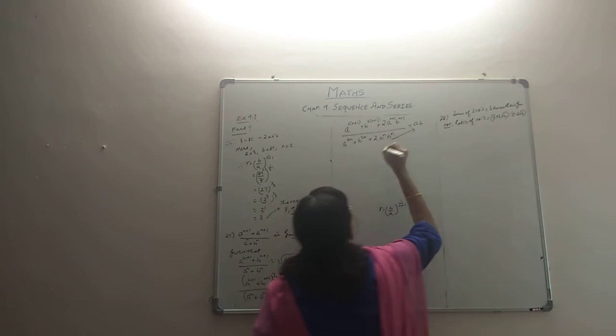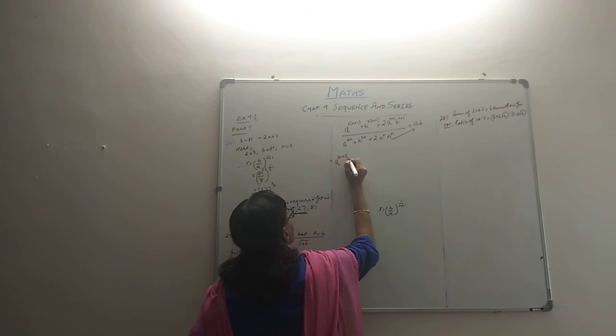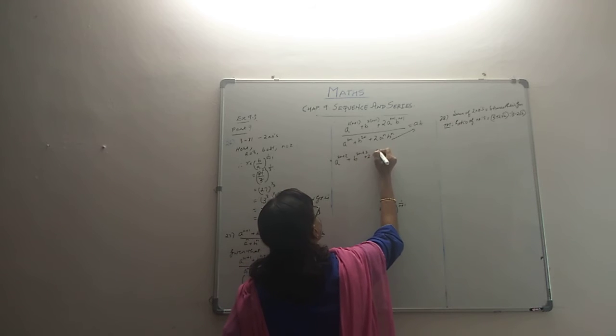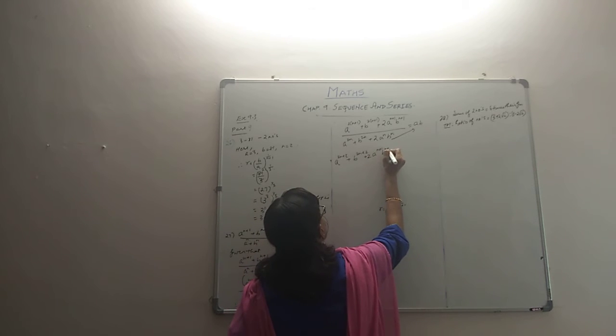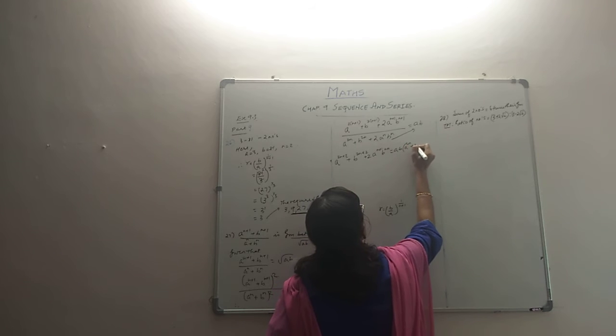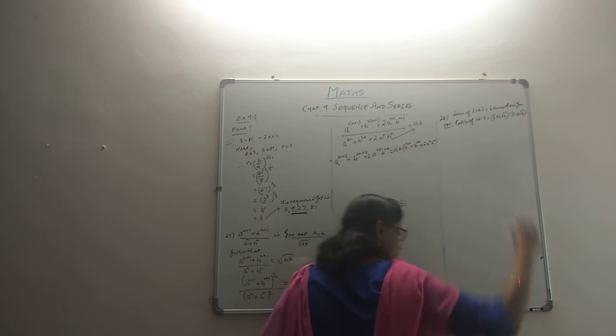There is no other option rather than taking this on the other side. So it is A raised to 2n plus 2 plus B raised to 2n plus 2, 2A raised to n plus 1, B raised to n plus 1, and multiplication. AB times A raised to 2n, B raised to 2n, 2A raised to n, B raised to n. Let's multiply and see what comes.